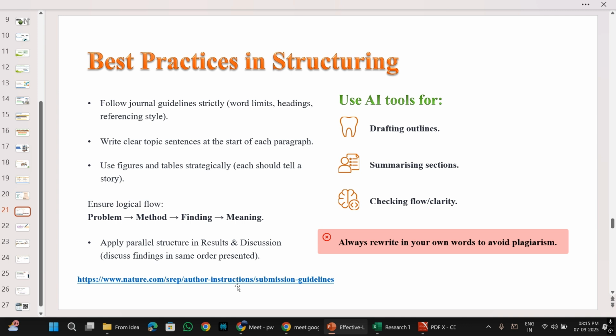Then checking flow and clarity. Make sure that not just one paragraph leads to another in sequential order, but also one sentence leads to another. You should not use adjacent sentences which are not dependent upon one another. One has to lead to another. This is something you have to keep in mind. Always rewrite in your own words. However much you might have developed a liking for somebody's writing, you cannot use it as it is in your study. You have to definitely use your own language to describe it, right?